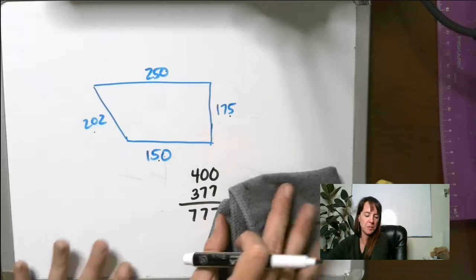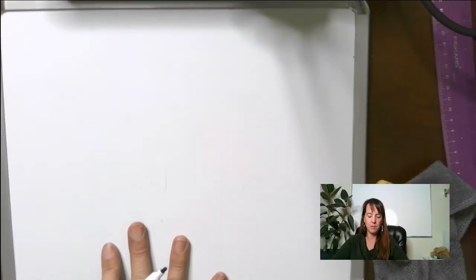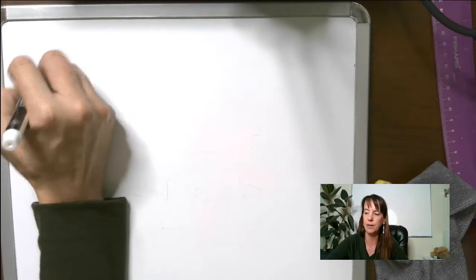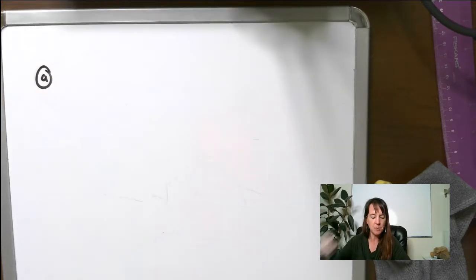All right, the practice problems are on page 100, about halfway down. Go ahead and pause the video and give those a shot, and then come on back and we'll do those together. All right, so for A, what's the perimeter of that quadrilateral?